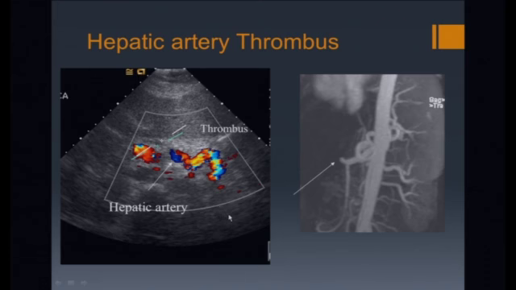This is another case of hepatic artery thrombus. Here we see the hepatic artery in long axis as it arises off the celiac axis here, but no flow is seen in the hepatic artery beyond this point. There is a thrombus in the hepatic artery just proximal to where it enters the liver, and the entire hepatic artery beyond this point is occluded. On the right is the corresponding angiogram showing the completely occluded hepatic artery just beyond the takeoff of the gastroduodenal artery.